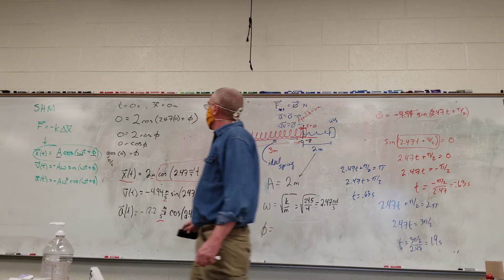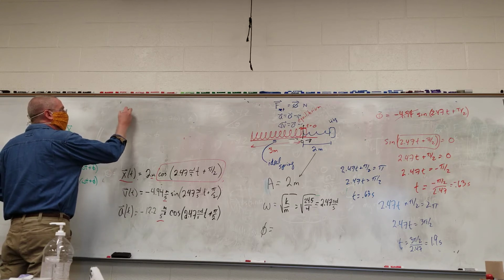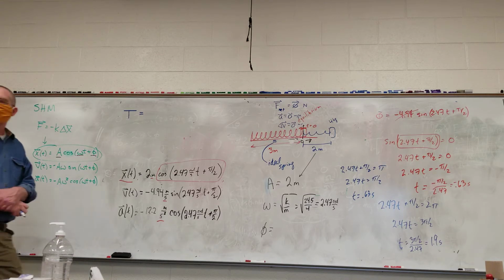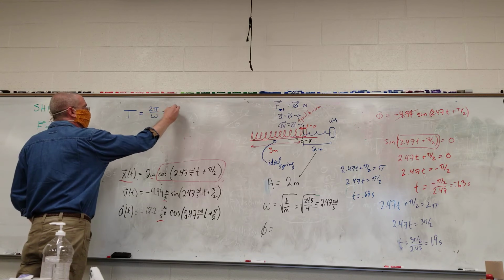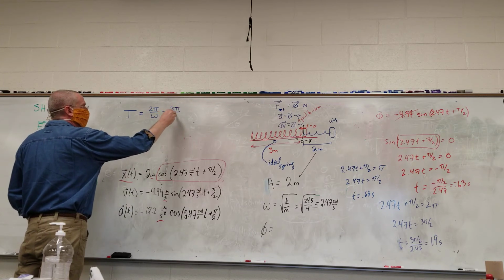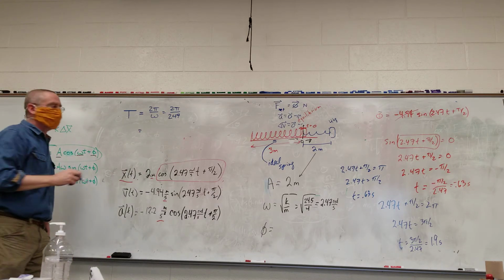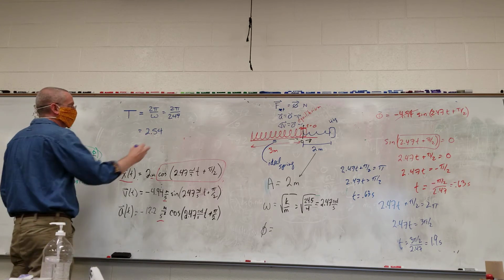What is the period? The period is 2 pi over omega, and 2 pi over 2.47 is equal to 2.54 seconds.